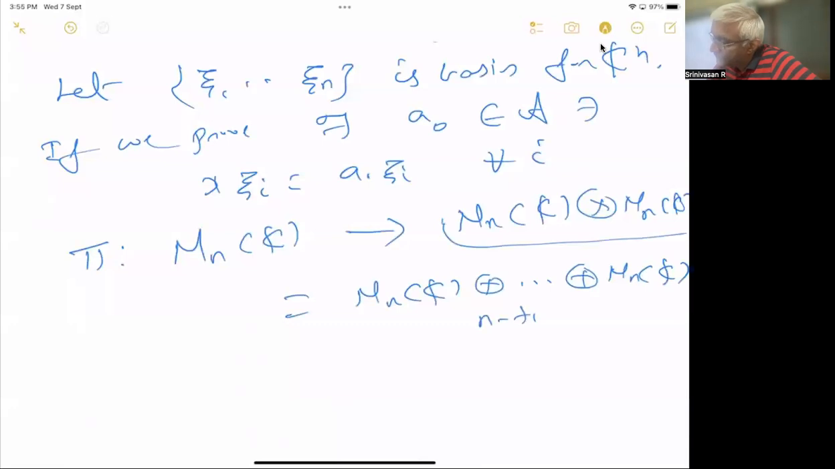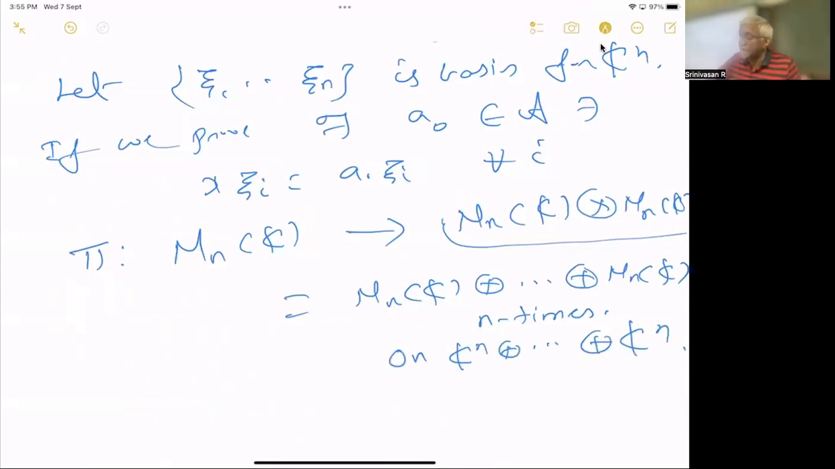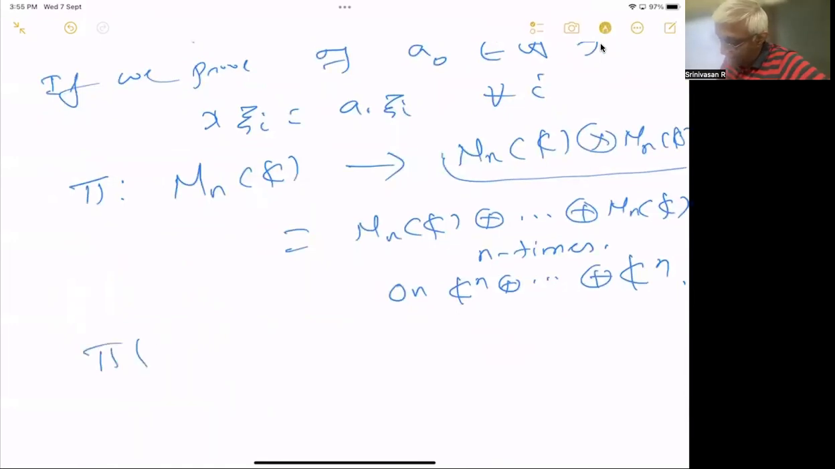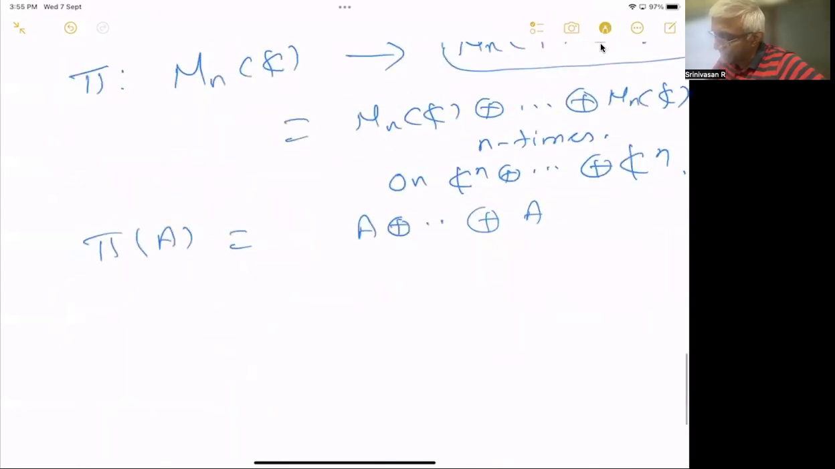This is n times. I'm taking the direct sum, which we are all familiar with, n times. So this direct sum sits inside. This is an algebra acting on Cn, right? MnC is matrices, operators on Cn. A direct sum of two matrices acts on the direct sum of vector spaces Cn direct sum Cn; each one will act on the corresponding part. So how do we define pi? Pi of A equals A direct sum A, which is nothing but this diagonal element.